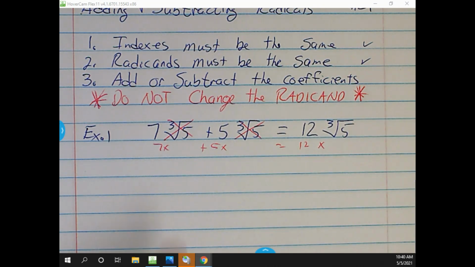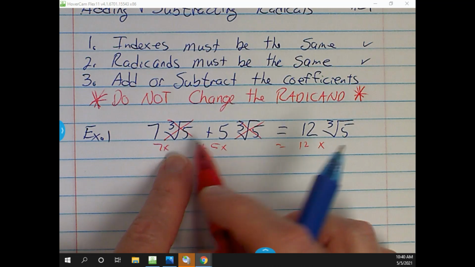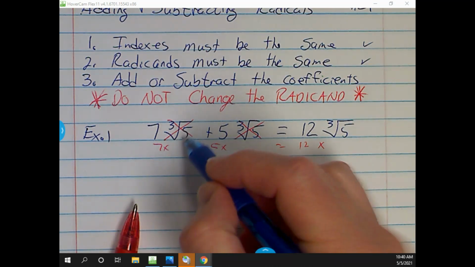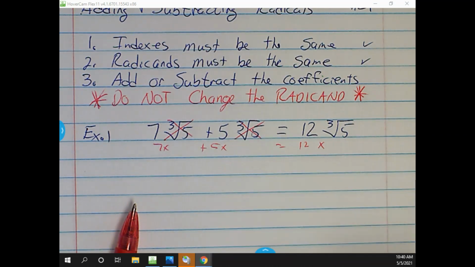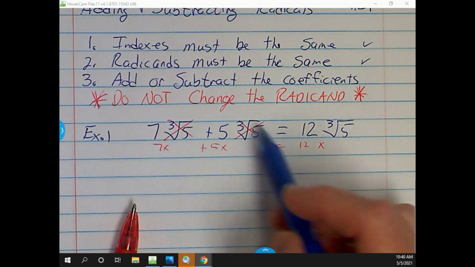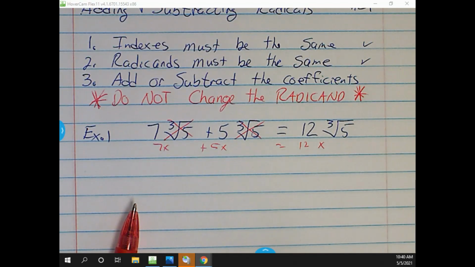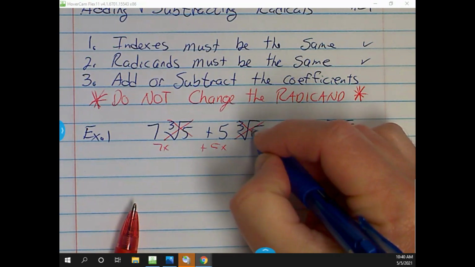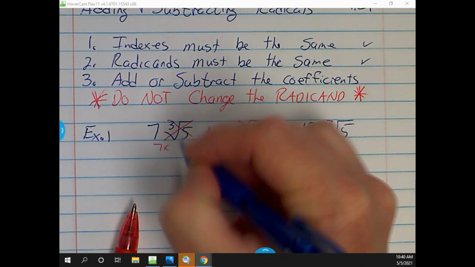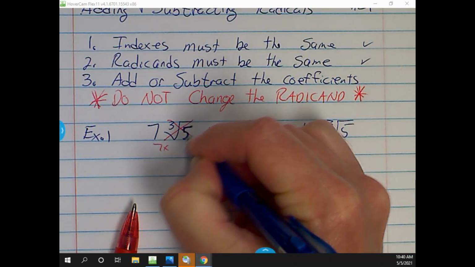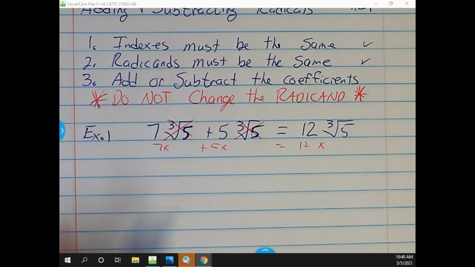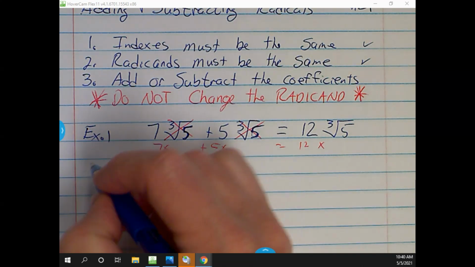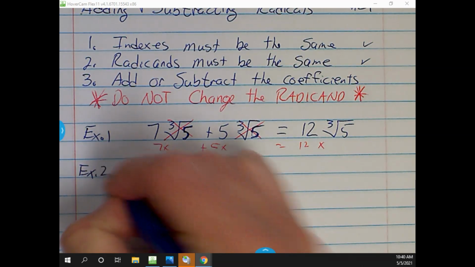If one of these is different, like if this was the third root of 5 and this one was the third root of 6, well, that would be like an X and that would be a Y. So you couldn't add those two things together. That's the big thing you have to realize: as long as everything is the same, you just add or subtract the numbers that are in front. It doesn't really matter how the numbers look in front.